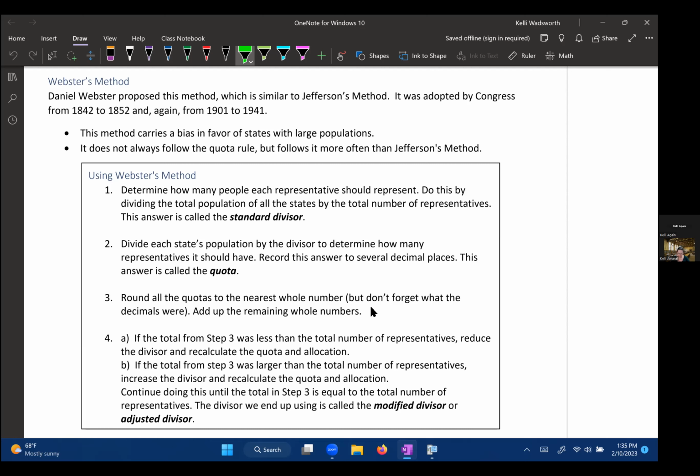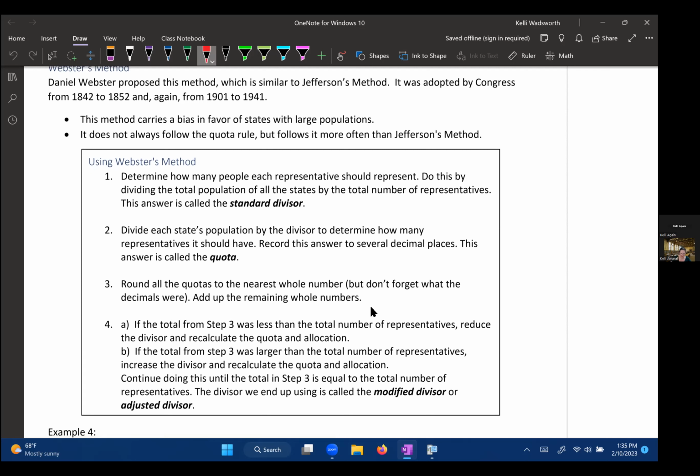Okay. So I'm just going to write this down. What you get in step 3, I'm calling these rounded quotas. I think that's a good name, don't you think? So we've got all these words. We've got the standard divisor, which we know what that is. We've got the quota, which is what you get first. Then we've got the rounded quotas. And then if needed, you might need a modified divisor. If your rounded quotas don't give you the right amount, you have to modify that divisor and try again.